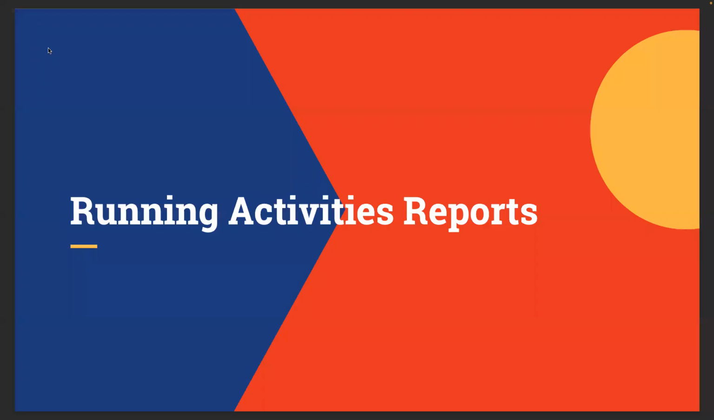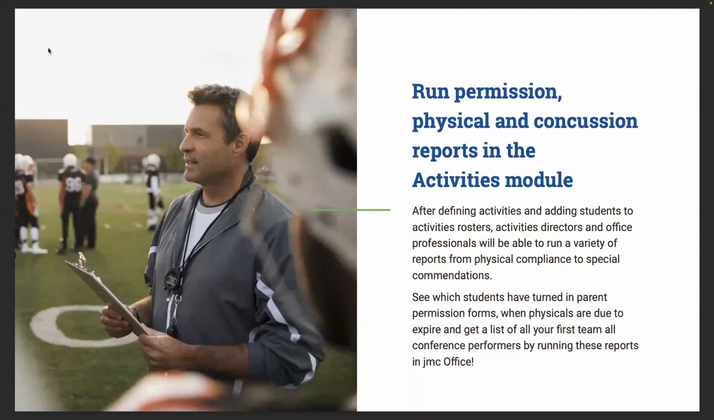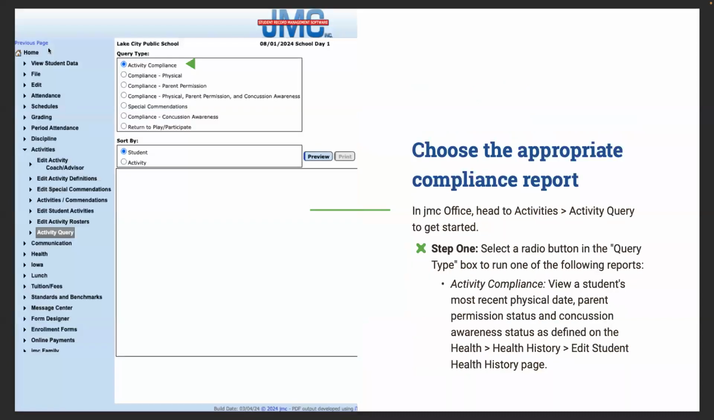Okay. Next, we'll talk about running activities reports. After defining activities and adding students to activities rosters, activities directors and office professionals will be able to run a variety of reports from physical compliance to special commendations. See which students have turned in parent permission forms, when physicals are due to expire, and get a list of all your first team all conference performers by running these reports in JMC Office. In JMC Office, head to Activities, Activity Query to get started.